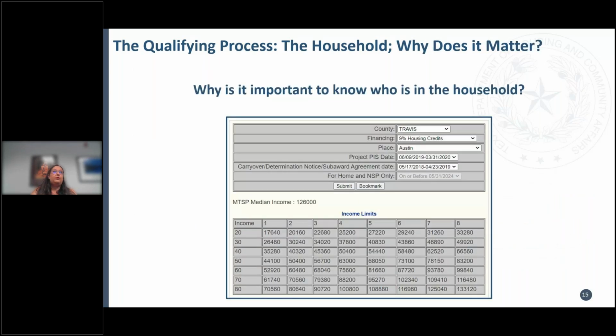It is important to know who counts in the household because our income limits are based on the size of our household. And so if we don't know if we have 4 people or 5 people, it's going to make it really hard to determine which income limit we need to use. So you want to be sure that you do know who is included in your household. This is an example of an income limit for Travis County here in Austin for 9% housing credits with those placed in service and carryover dates. But you can see there kind of what those look like.